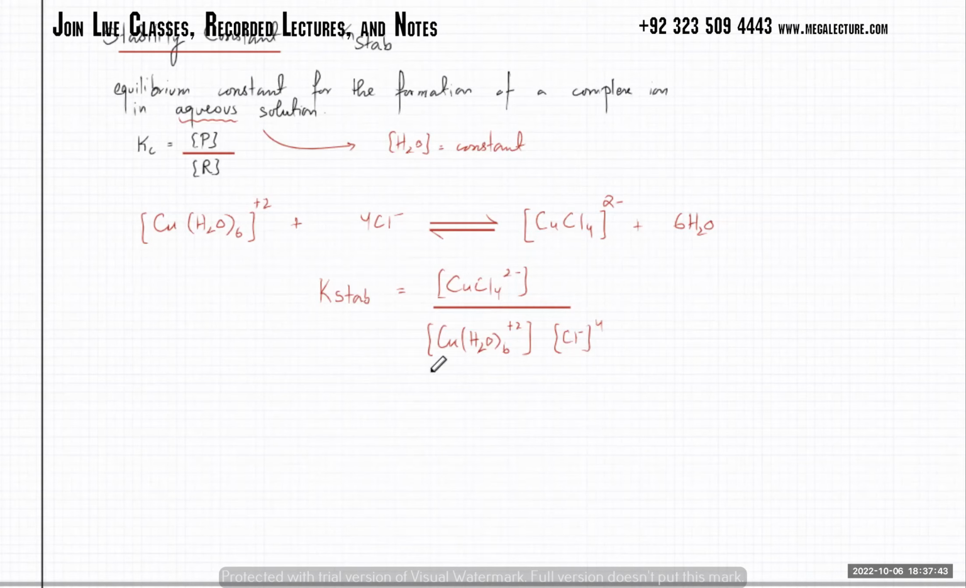Okay. Stability constant, is that clear? Siddha, is this clear? Arisha? Yes, sir. So this is stability constant.